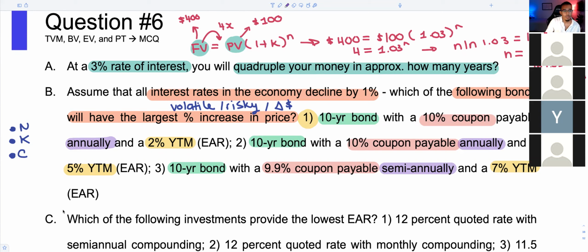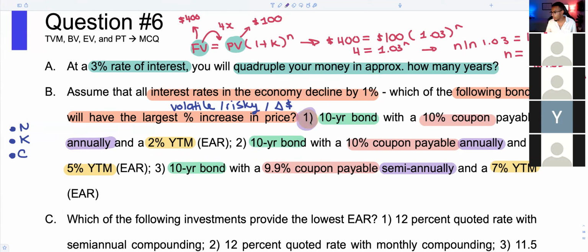And then after that, you could also look at the coupon rate, okay? Because the lower the coupon rate, technically, the more volatile the bond will be. But really, after all this spiel, the last 4 minutes, what you really want to look at is the YTM. And the YTM will give you the answer. In this case, the YTM that's lowest is number 1. And for that reason, number 1 would be the answer here.